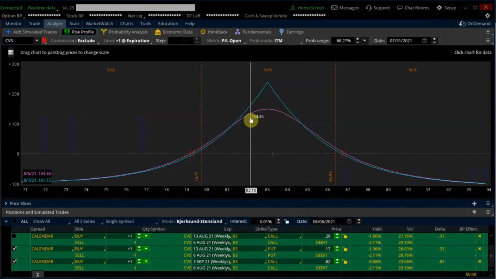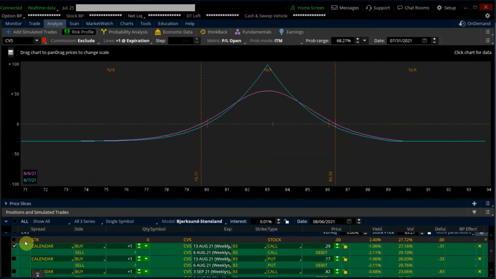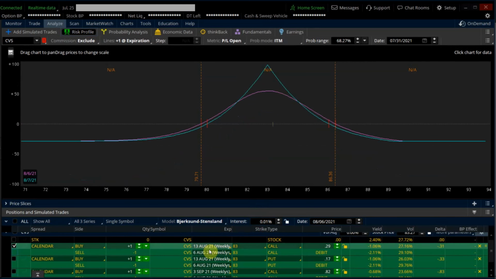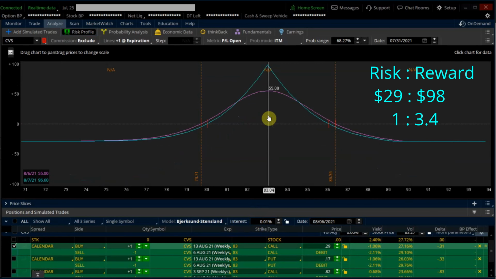So if I go back to the risk profile of this, okay, just a quick recap for my 1 week apart call calendar spread, it cost me $29 to enter the trade. So it's a risk of $29 for a potential gain of $98.21. And that is about a risk to reward ratio of 1:3.5, okay, 3.4, 3.5.